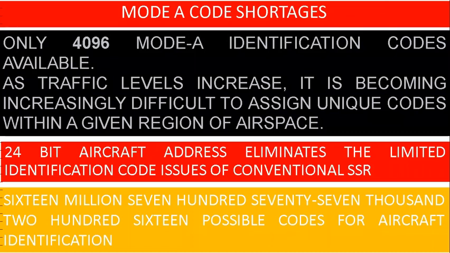Mode A code shortage. Only 4096 Mode A identification codes are available. As traffic levels increase, it is becoming increasingly difficult to assign unique codes within a given region of airspace. MODIS uses a 24-bit aircraft address, which eliminates the limited identification code issue of conventional SSR. 16,777,216 possible codes for aircraft identification are now available.